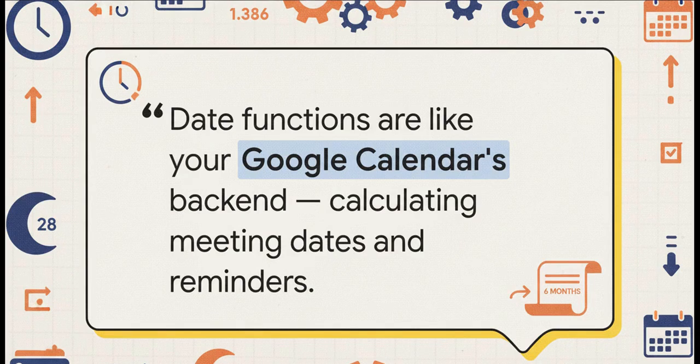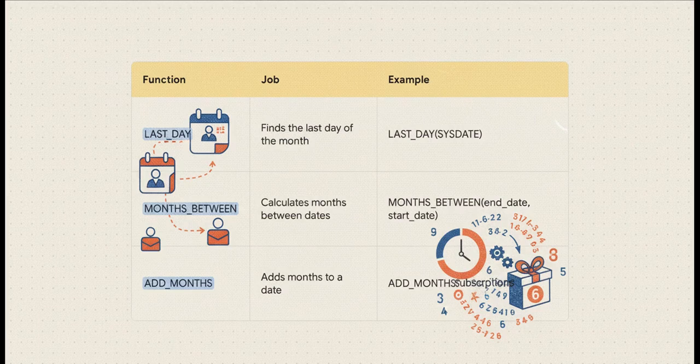Just think about everything your calendar does automatically, right? It calculates the last Friday of the month, figures out how many months are left on a subscription, or schedules a reminder for 6 months from today. All of that is powered by the exact same logic that you'll find in these date functions. So let's look at some real-world examples.